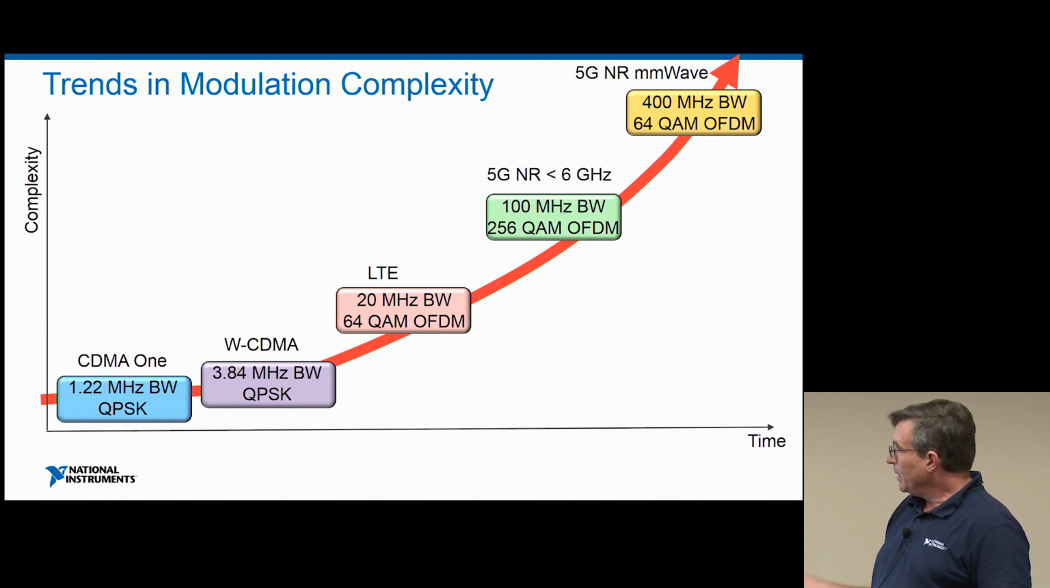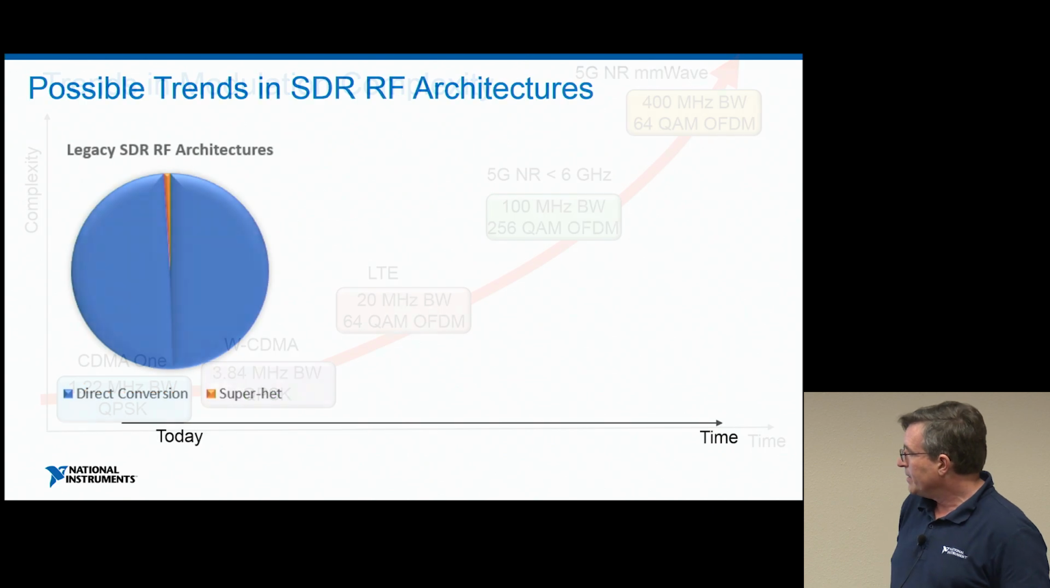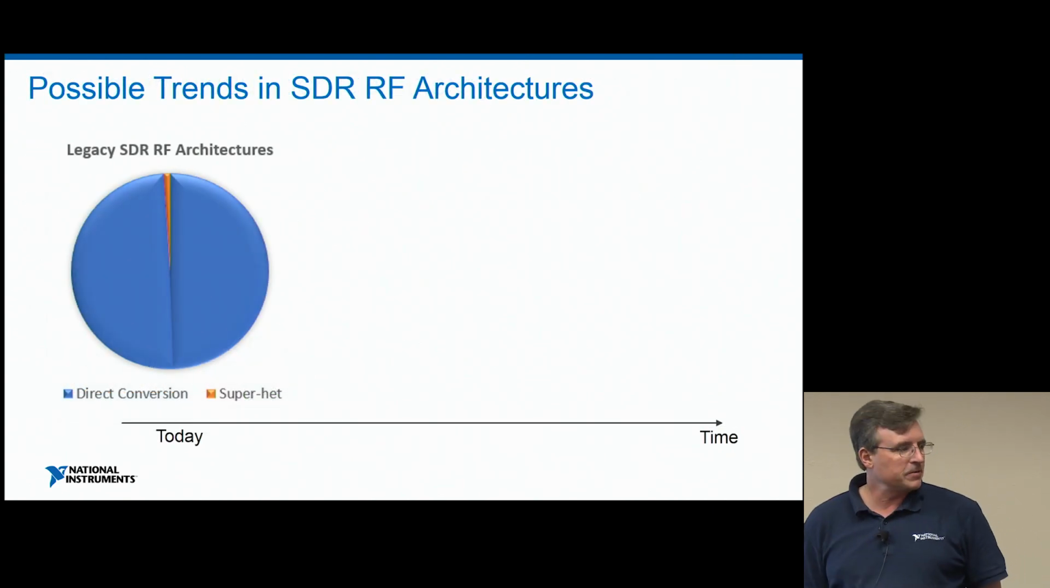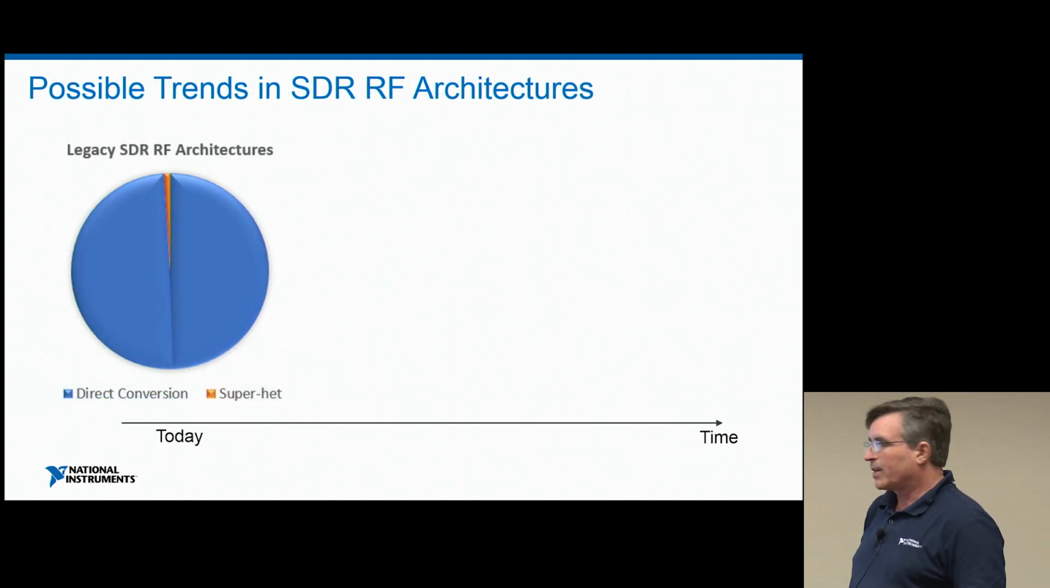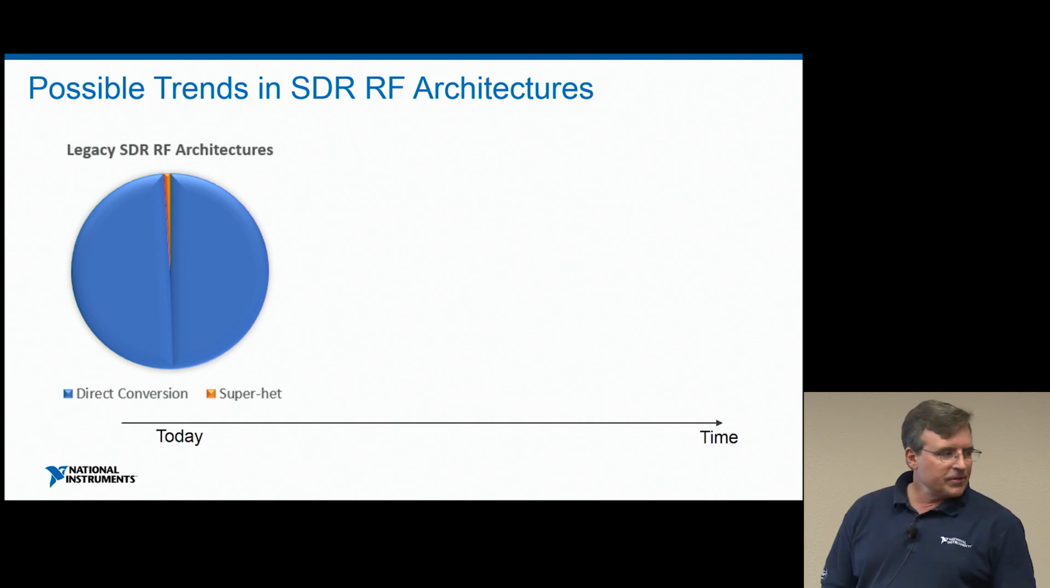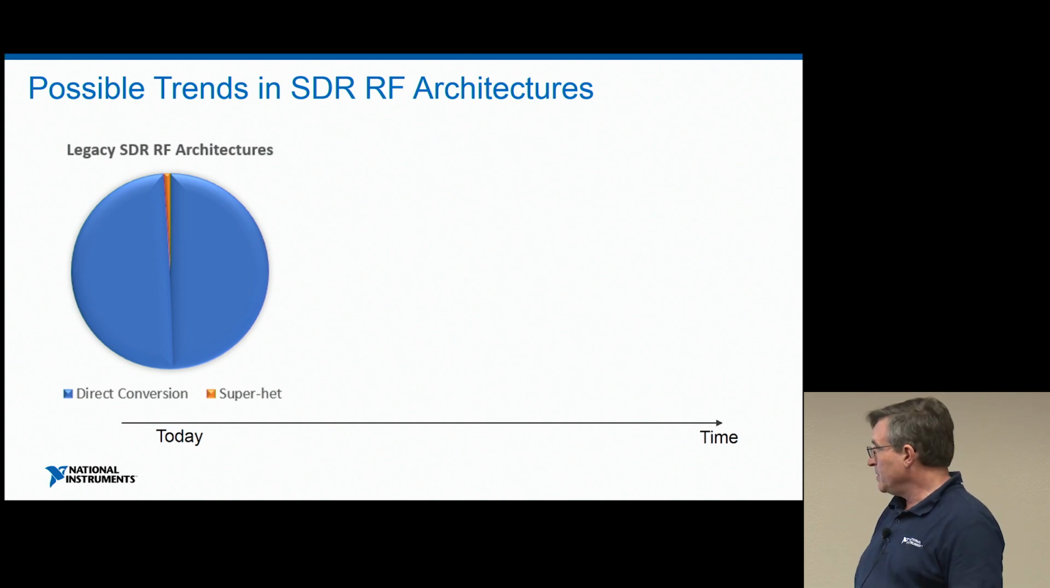So what I see right now is the vast majority of our software-defined architectures are direct conversion or IQ, with a small subset being super heterodyne. This has served us quite well, especially over the years when the data converters were limited in bandwidth and their price, so that we could get a wider bandwidth type architecture.